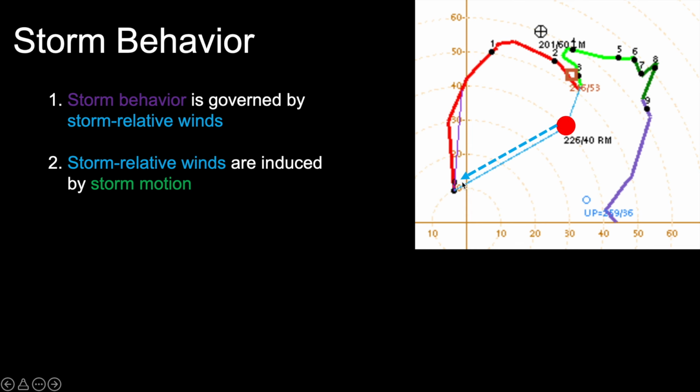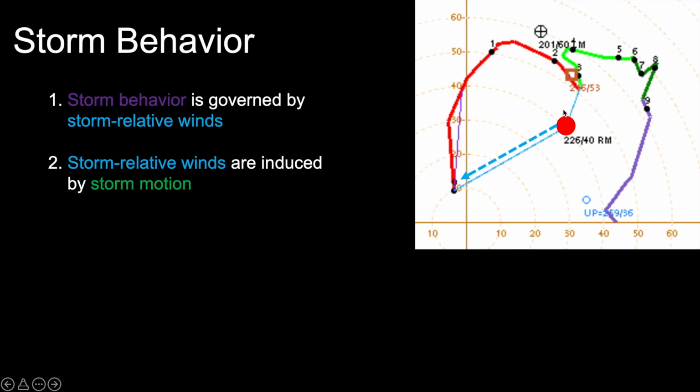But these storm relative winds are induced by the storm's motion. So if the storm randomly decided to take a halt and stop right here, we'd really reduce our storm relative inflow here, and we'd really strengthen our storm relative outflow up here.